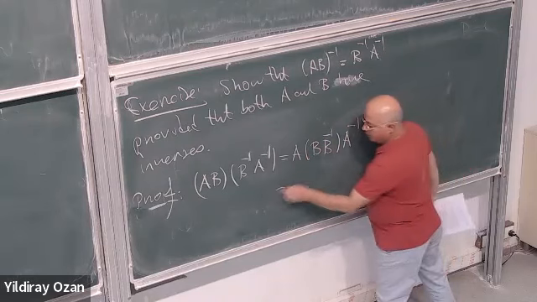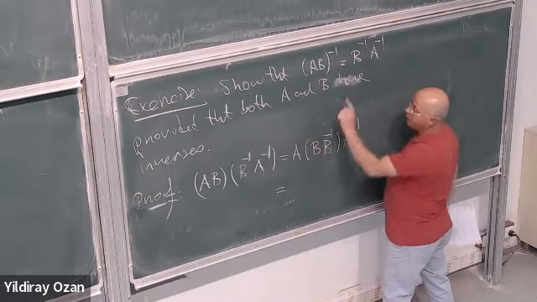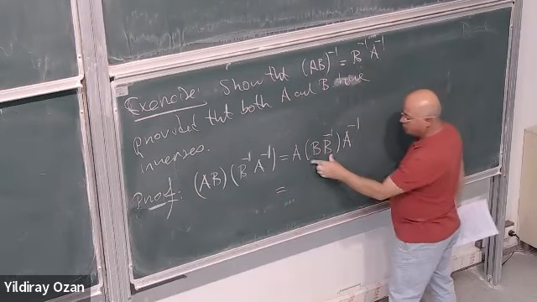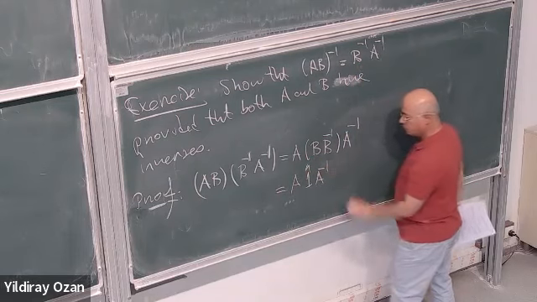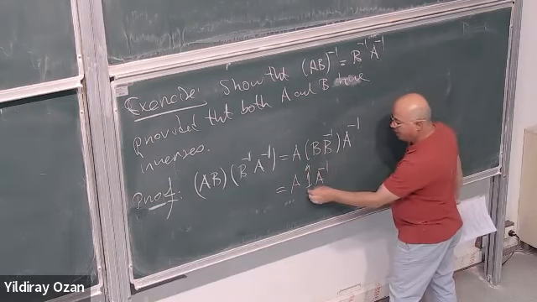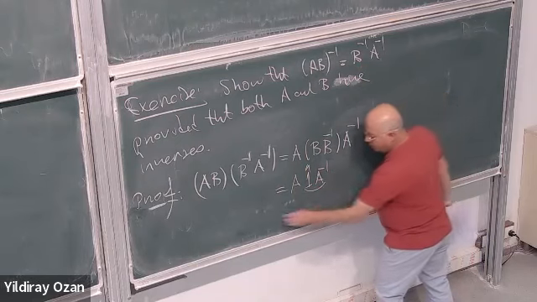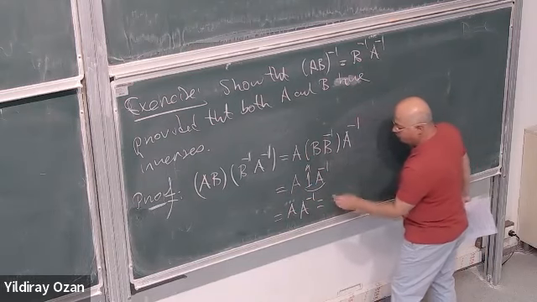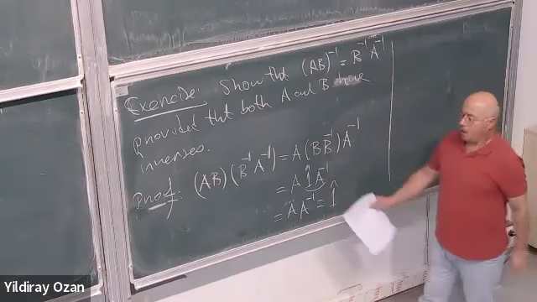Now B times B inverse. I assume that B has an inverse, and I use it here. So this is just the identity matrix. Since this is the identity, this product is just A inverse, but A times A inverse is also the identity. Yes. Are we done?